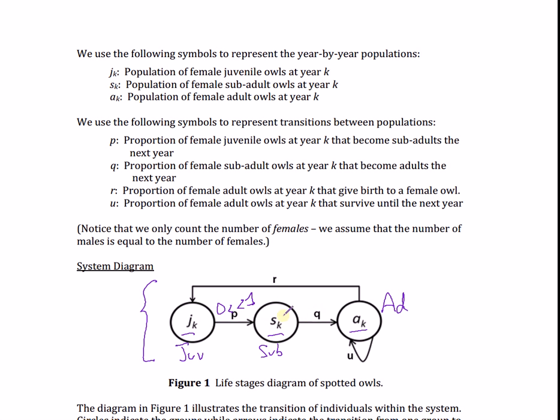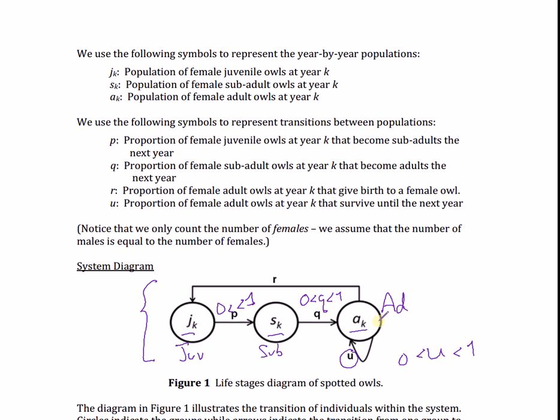Okay, similarly, for each subadult, a certain probability will survive and become an adult at the next time. So here again we have Q, where Q is between 0 and 1. Right. Now here we have adults. Adults, we have 2 arrows to explain. Here's this arrow that goes from the adult category back to itself. What that means is that with probability U, an adult in this category will survive until the next year. So here again we have U is between 0 and 1. It's positive.